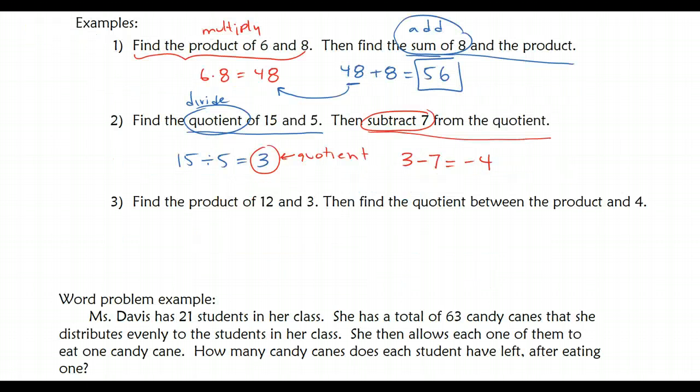Okay, I'd like you to go ahead here and pause the video and try number 3 on your own. So go ahead, pause, and then we'll come back and do this problem together.